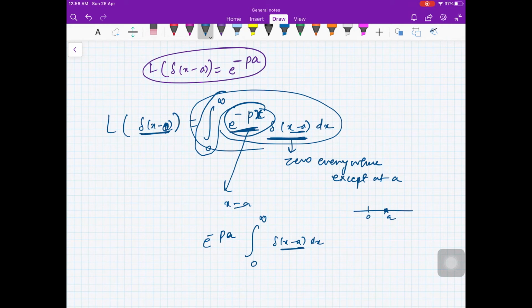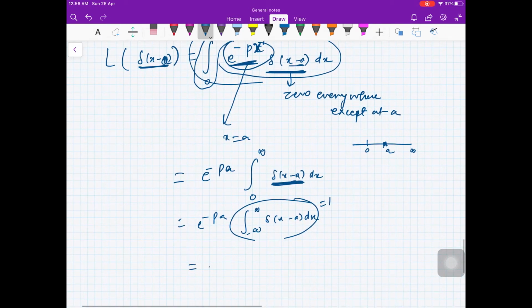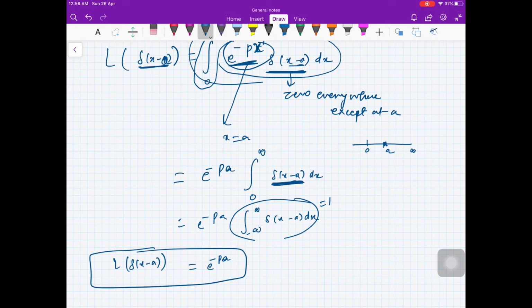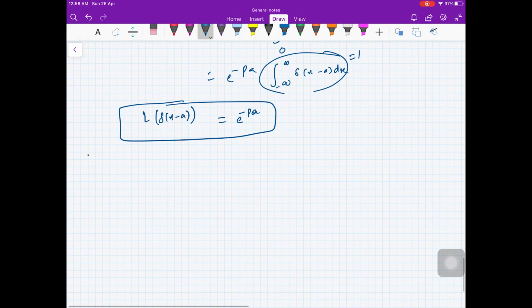Because a, we are assuming, is on the right hand side of your axis, the integral is from 0 to infinity, and there is nothing on the left hand side because the function is 0 everywhere anyway. So this is equal to e raised to power minus pa times the integral from minus infinity to infinity of delta of x minus a dx. So this is 1, and your answer is e raised to power minus pa. I am saying that this is not a rigorous proof, just an intuition of how you can prove that the Laplace transform of the delta function is e raised to power minus pa. These two formulas which I have just written may be useful in solving some of the problems. Let me do these problems.